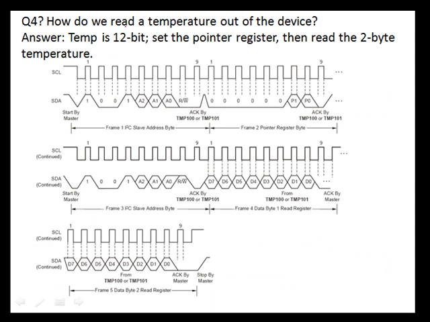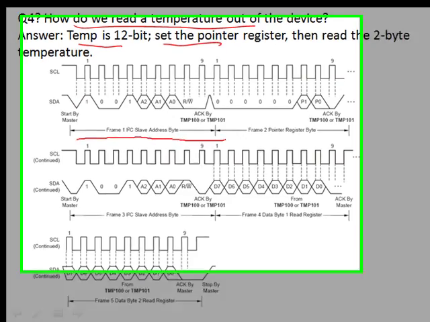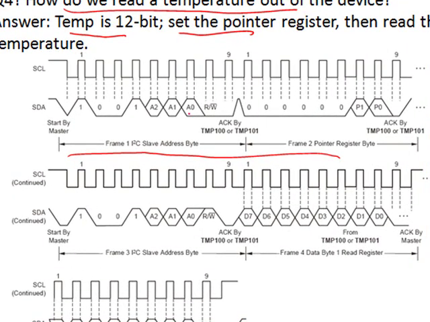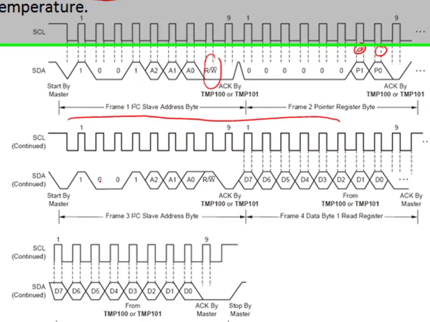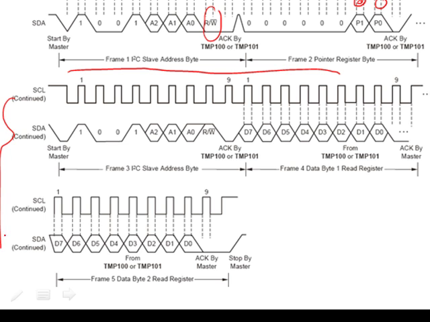So the next obvious question is, now that we know how to read and write internal registers, how do we read a temperature out of the device? Well, the temperature is a 12-bit value. It's going to come back in 2 bytes. The first thing to do is a write transaction to set the pointer register. The read-write bit is going to be a 0. I'm going to set these 2 P0, P1 bits to 0 to set the pointer register to point to the temperature register. Then we're going to do an I2C read transaction here.